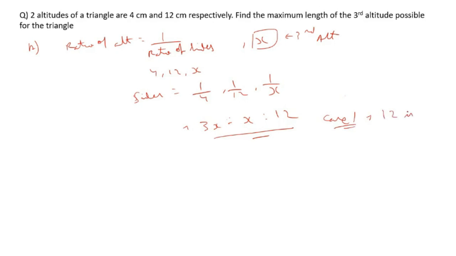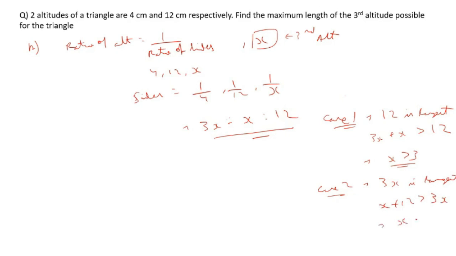If 12 is the largest, then 3x plus x should be greater than 12, so x should be greater than 3, right? Case two: 3x could also be the largest. We know for sure that x will never be the largest, but 12 or 3x could be. If 3x is largest, then x plus 12 should be greater than 3x, so x should be less than 6. So it can be greater than 3 and less than 6. So the maximum length of the third altitude possible will be 5. Again, this is strictly less than, not less than or equal to, just a small note.